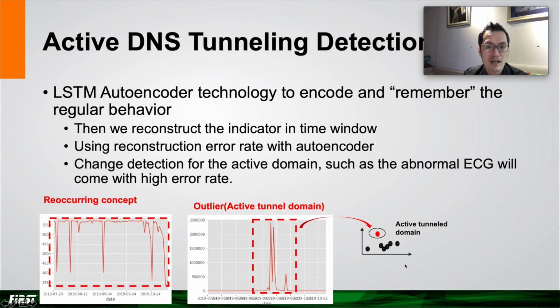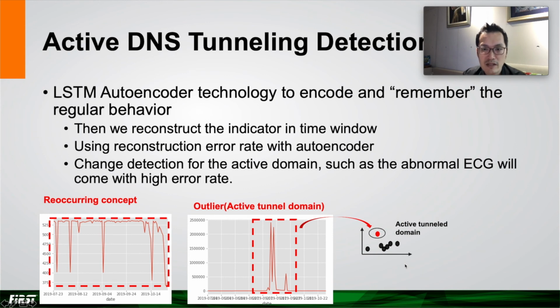First, we leverage the long short-term memory autoencoder technology to encode each domain. Then we reconstruct the indicator in the time window, such as 3 days, 5 days, and 7 days, or 1 or 2 hours. Maybe we can even go down to 2 minutes after all. And then we use the reconstruction error rate of the autoencoder to determine which is abnormal.